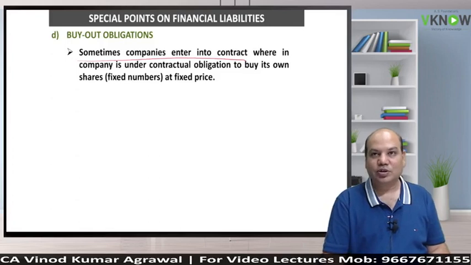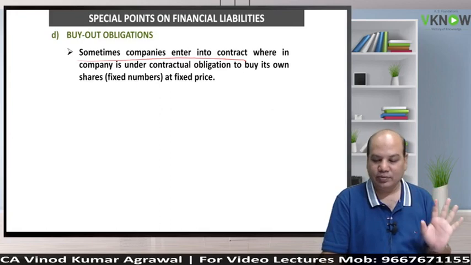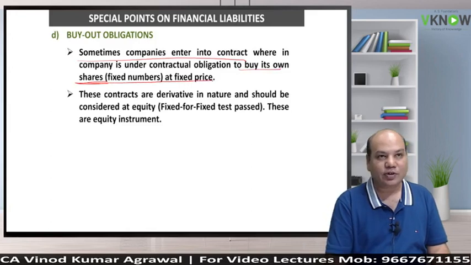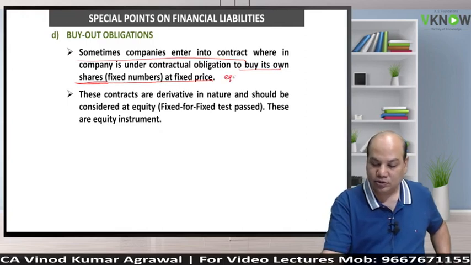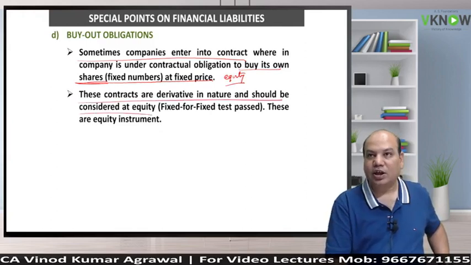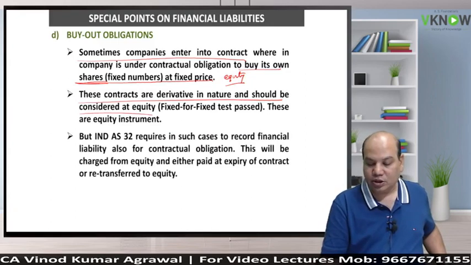So how to do the accounting? Now this is like a derivative instrument, because it will be settled at a future date in own shares. Sometimes a company enters into a contract wherein the company is under a contractual obligation to buy its own shares, but the question is, at a fixed price. That will be purchased at a later date. Fixed for fixed condition is satisfied. So this is equity. These contracts are derivative in nature, but this will be treated as a derivative equity contract, not a derivative financial liability. These are equity instruments. And of course, if it was variable, then financial liability.